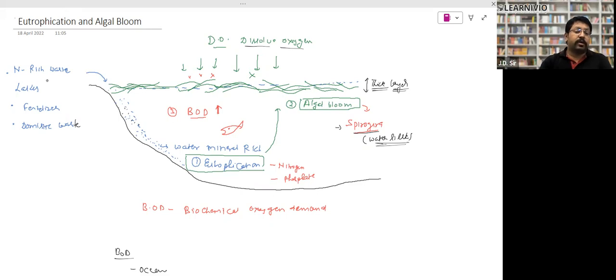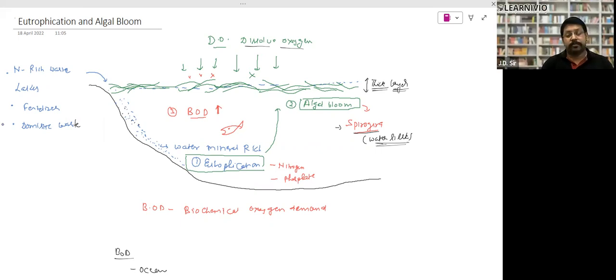When nitrogen-rich waste reaches the lake due to rain and water, where is the nitrogen coming from? From fertilizer. People are extensively using fertilizer. When the rain takes place, these fertilizers are washed away from the field and then they reach the lakes.